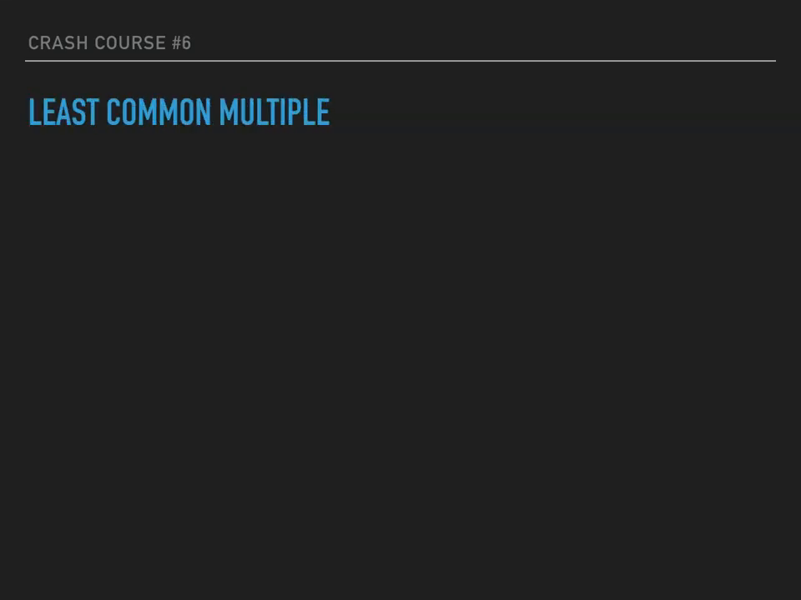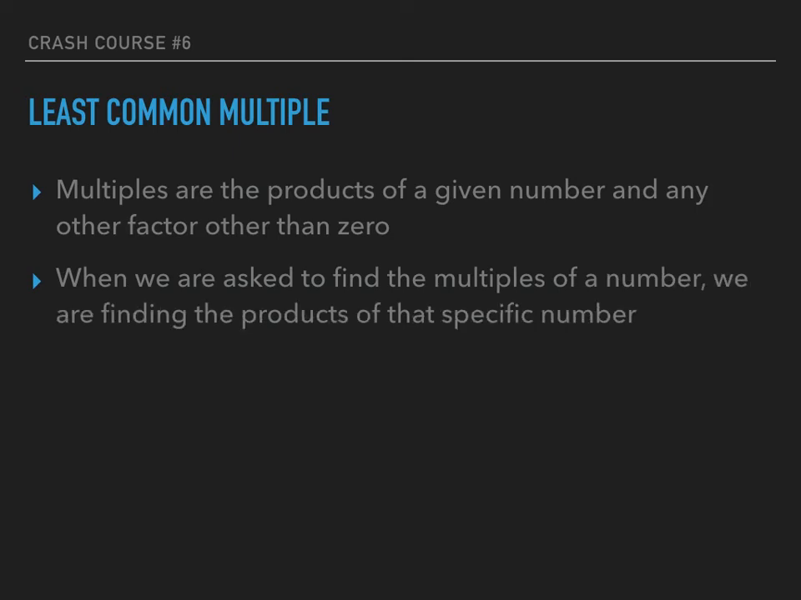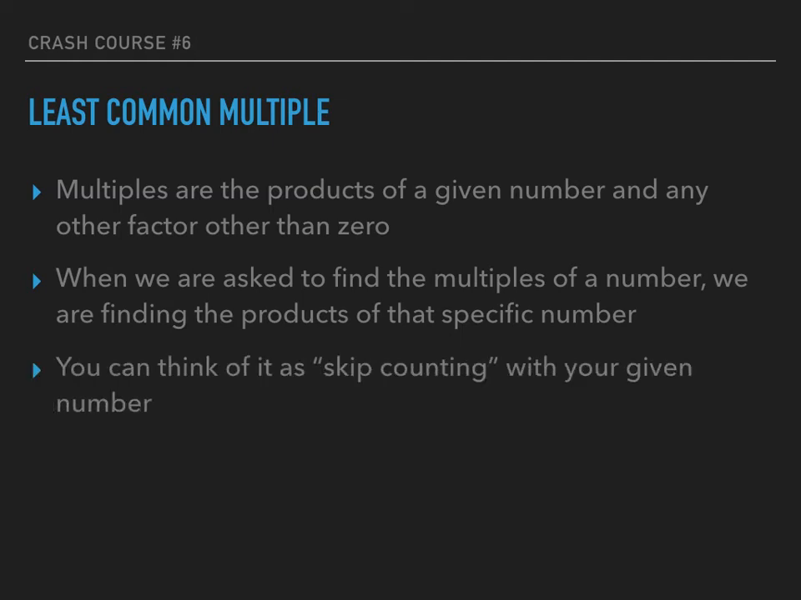Let's switch gears here and talk about least common multiple now. What is a multiple? Multiples are the products of a given number and any other factor other than 0. So when we're asked to find the multiples of a number, we're finding the products of that specific number. Another way to think about this is that whatever number you're given to find the multiples of, you're essentially skip counting with your given number. We are finding all of the possible products of our given number.